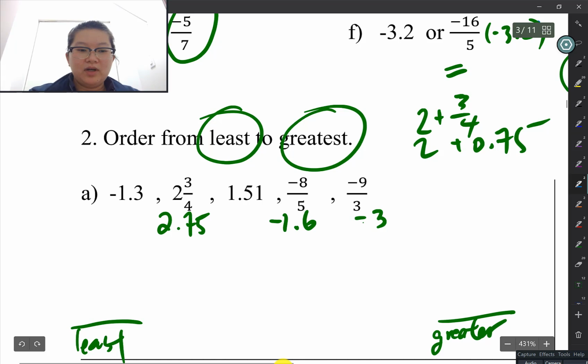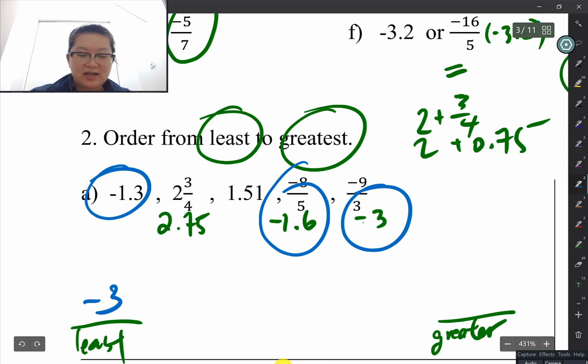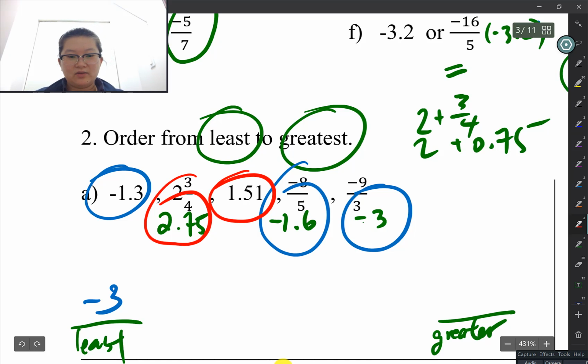Let's go with blue. Okay, you got negative 1.3, negative 1.6, and negative 3. Well, look at that. Negative 3 is going to take the cake. Okay, and let's start with the positives. Okay, 2.75, 1.5. Oh, that's it. Those are only 2 positive numbers. Well, of course, 2.75 is going to take the cake.